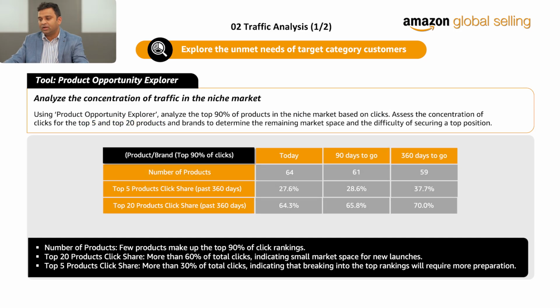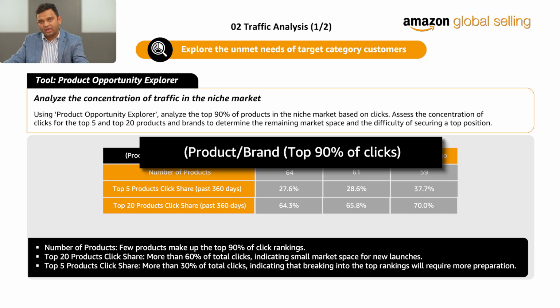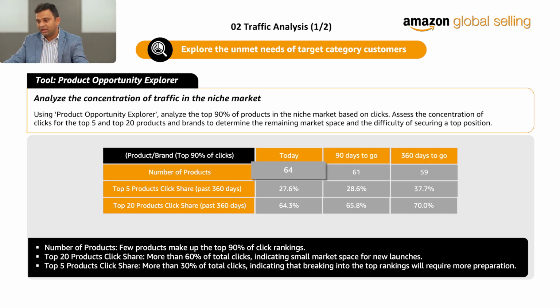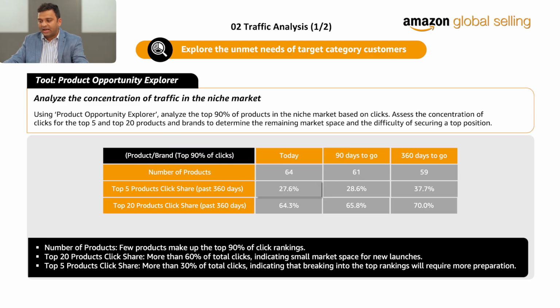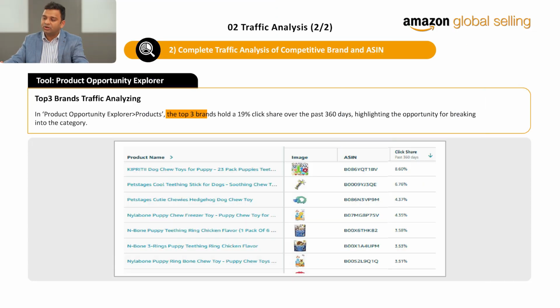In this example, you can see that top 90% click products are 64 in number. The top 5 products have a share of 27.6% and top 20 products have a share of 64.3%. It looks like while this is a concentrated market, there is still space for newer sellers to enter into it and become successful. In the next example, you can see that the top 3 brands hold a 19% share over the past 360 days, highlighting an opportunity for breaking into this category.